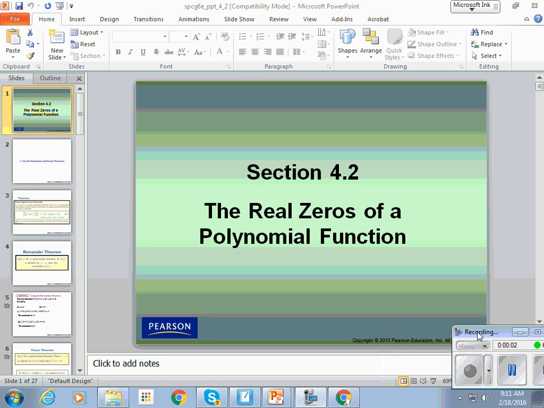All right, so this is section 4.2, real zeros of a polynomial function. Now this is going to be a little bit frustrating because we are going to look at possible real solutions, and we're going to list all of those things, even though we can technically find the exact real solutions. Just work with the process here. I promise it'll all come together, but it might be frustrating right at the beginning.